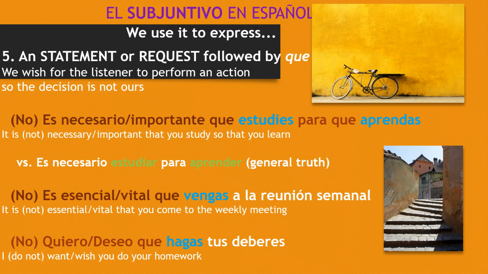Second example is, esencial o vital que vengas a la reunión semanal. Again, it doesn't have to be negative, okay? It's just a statement that conveys a wish, really, for the listener. So it's essential or vital that you come to the weekly meeting, and that's why I'm using vengas and not vienes, which would be the indicative. It's venga, that comes from vengo, present tense, first person singular, keeps the stem, and then adds as.